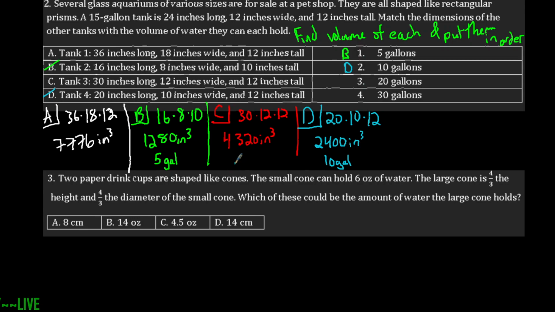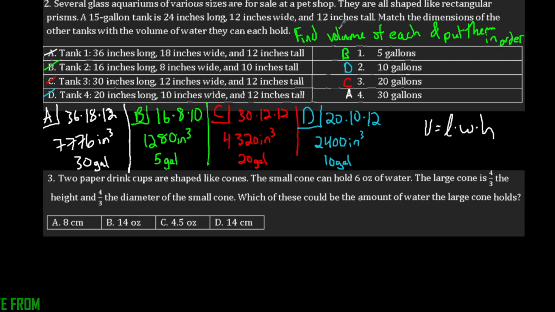Then my next one from least to greatest is going to be C. So we're going to say C is going to be 20 gallons. And that means A is going to be the largest, which makes sense because it's the most. So we're going to say A is going to be 30 gallons. So again, make sure you can see how you can approach it like that. Again, I use that formula where volume equals length times width times height. Or you could also use the amounts that are given and compare them to what you had for your dimensions. A couple ways to approach that.